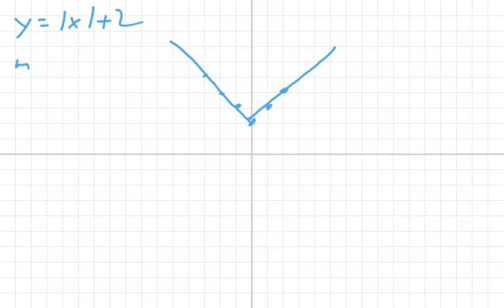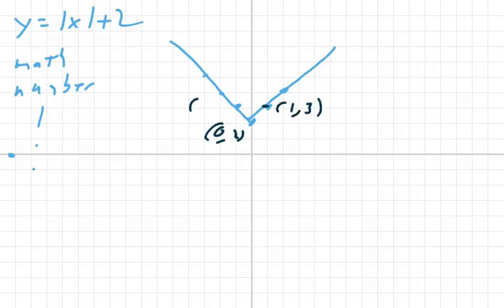Alright, for this problem, if I graph y equals the absolute value of x plus 2, the graph is going to look like this. And you can get that from plugging it into your calculator. Remember, to get to the absolute value, it's math, number 1. Anyway, since this is at the point 0,2, this is at the point 1,3, and this is at the point negative 1,3, to graph the inverse, the point 0,2 will now be at 2,0.